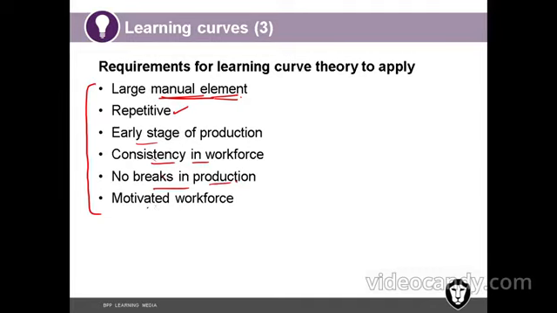Plus motivated workforce. If the workforce is not motivated to learn and work faster, either they must have incentives to work faster or they must have some self-motivation, then only the learning impact applies. So these are some of the conditions that apply for learning curve to be applicable.